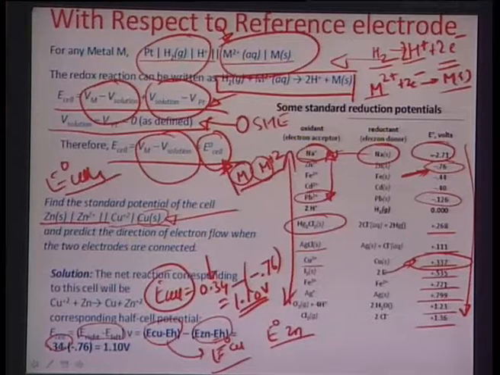So, you consider the individual electrodes with respect to the SHE, the standard hydrogen electrode, and then make a combination of these two to easily find out the potential of the particular cell.